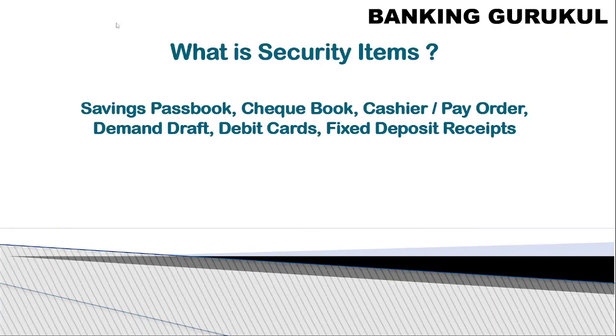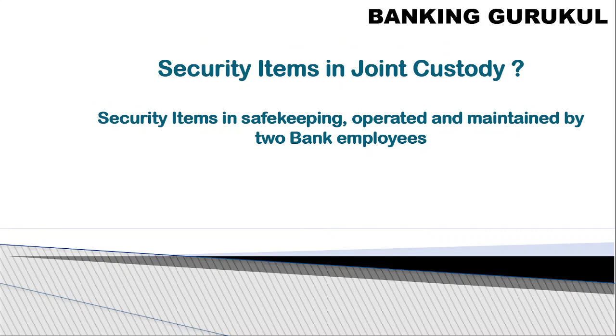So what will be called security items? They are savings passbooks which are not issued to the customer, unissued checkbooks, paid bar cashier orders, demand drafts, debit cards, and fixed deposits. All these items are called security items. All these security items are in joint custody, which means all these items will be operated and maintained by more than one person of the bank.